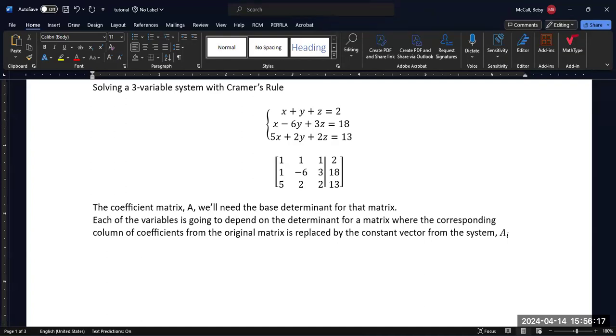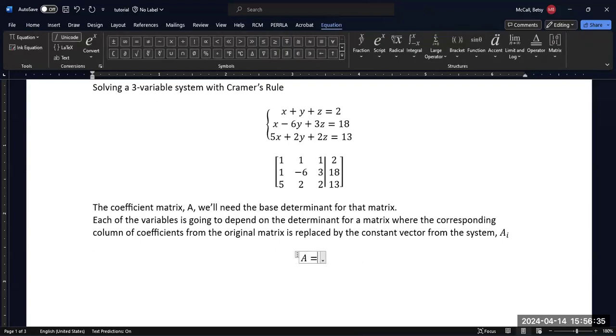Now that means we're going to treat the subscripts. X will be the first subscript, correspondingly Y will correspond to the second subscript, and Z will correspond to the third subscript, as if we were using X sub 1, X sub 2, X sub 3. Now the A matrix, therefore, is going to look like this. Again, it'll be 1, 1, 1, 1, -6, 3, and 5, 2, 2.